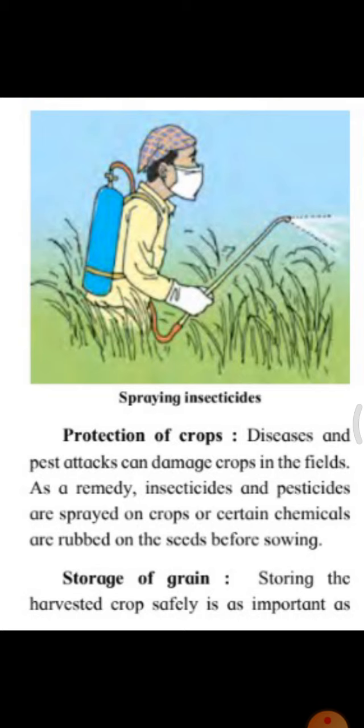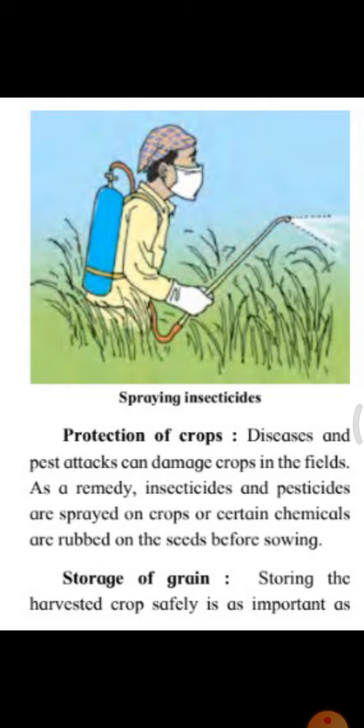Now we'll see about today's topic, protection of crops. Diseases and pest attacks can damage crops in the fields. As a remedy, means as a solution, insecticides and pesticides are sprayed on crops or certain chemicals are rubbed on the seeds before sowing.